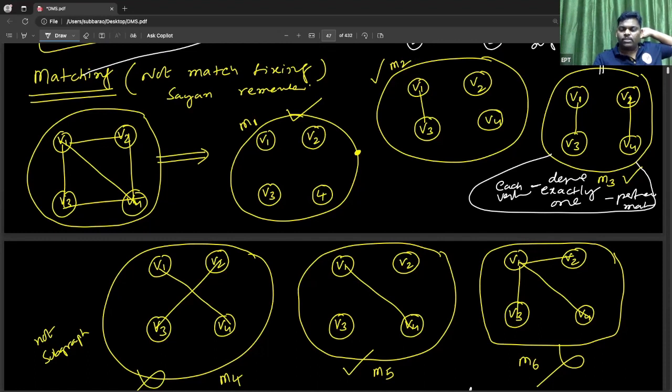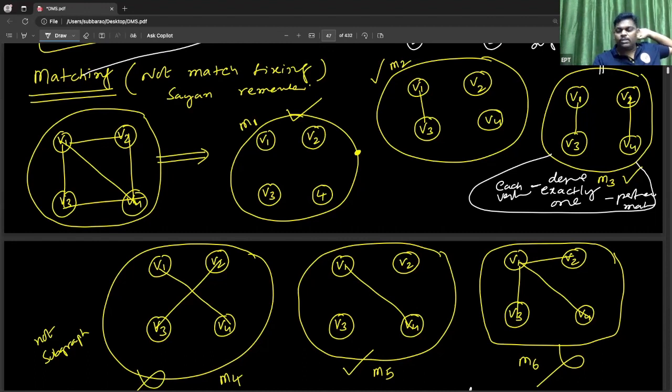M5 is maximal matching or not? Yes or no? It's a very tricky question. Very tricky question it is. M5 is maximal matching or not? Yes or no?